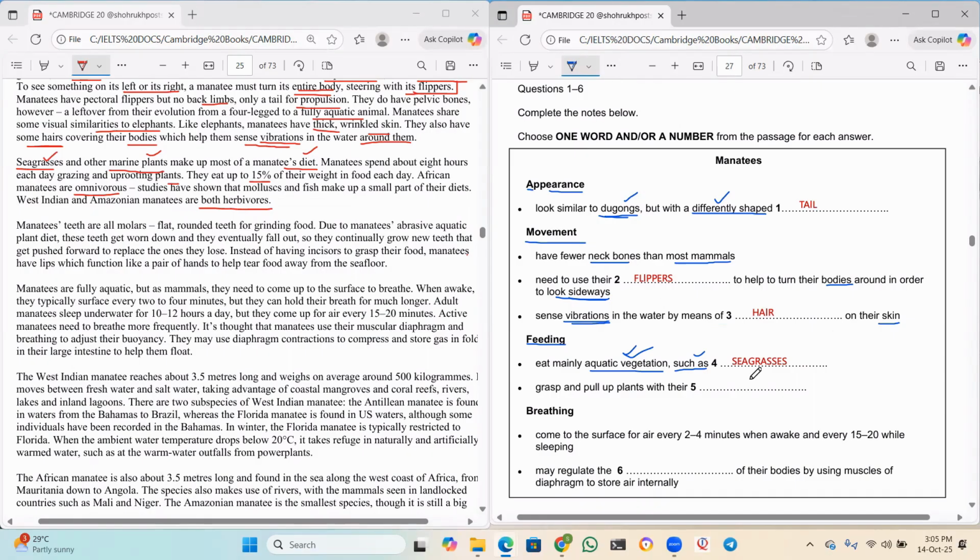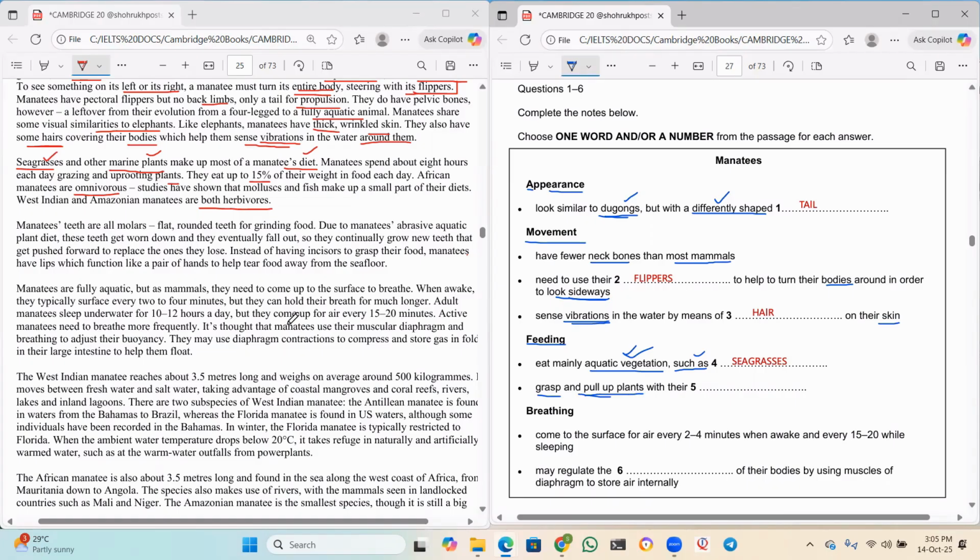Next. Grasp and pull up plants with a dash. So pulling up plants. This is the keyword. Grasping and pulling up the plants. What is using their what? Okay, let us read further.